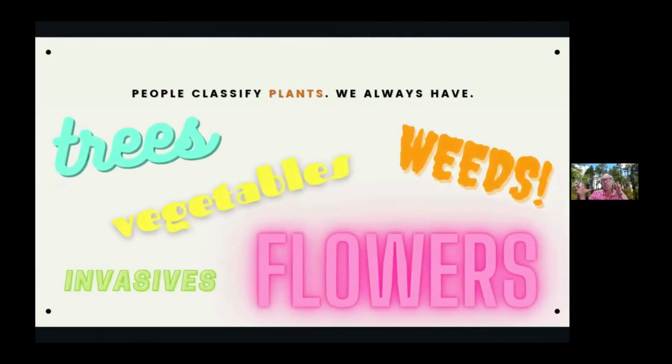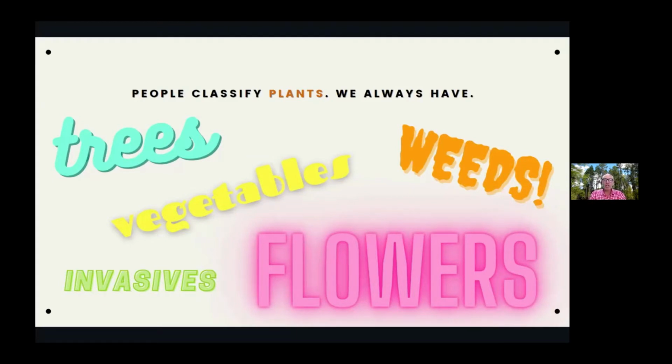We're going to categorize plants. We're going to put them into discrete little bundles, just like we always have. We have given groups of plants particular names that have a particular meaning to us. And here are a few traditional classifications of plants.